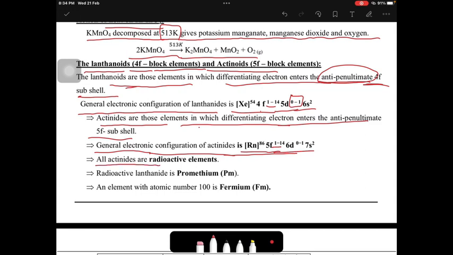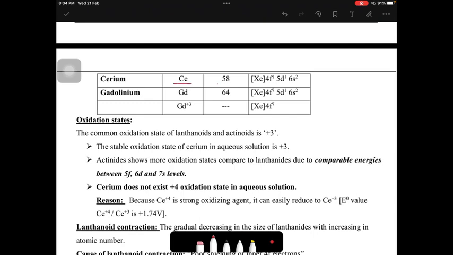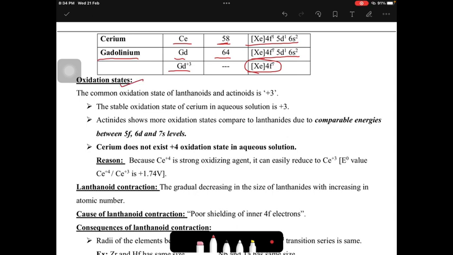All actinides are radioactive elements. The radioactive lanthanide is promethium, Pm. The element with atomic number 100 is fermium, symbol Fm. Cerium, Ce, atomic number 58, and its electronic configuration. Gadolinium, Gd, 64, electronic configuration. Gd plus 3 electronic configuration: xenon 4f7. Oxidation state. The common oxidation state of lanthanides and actinides is plus 3.